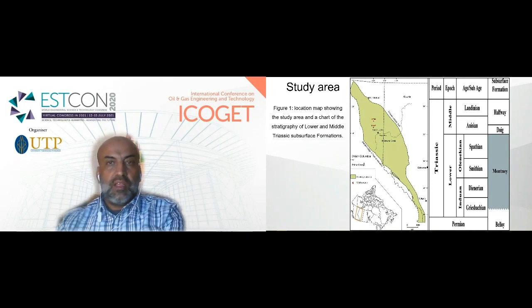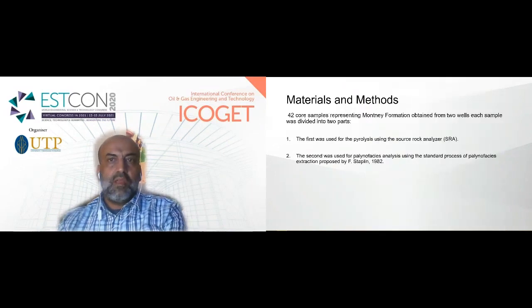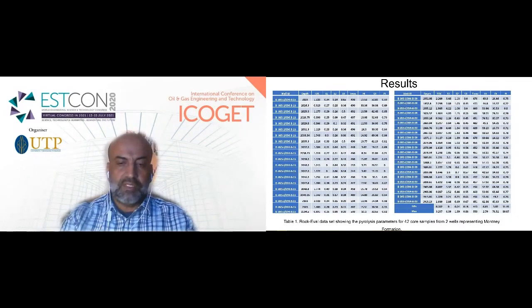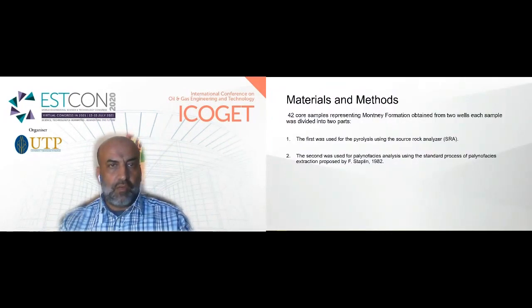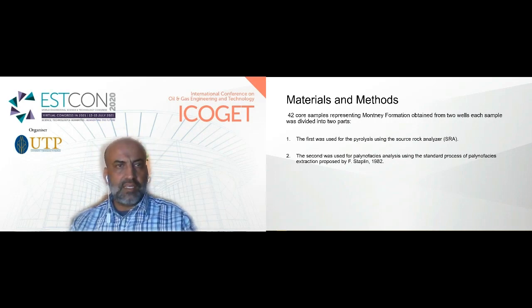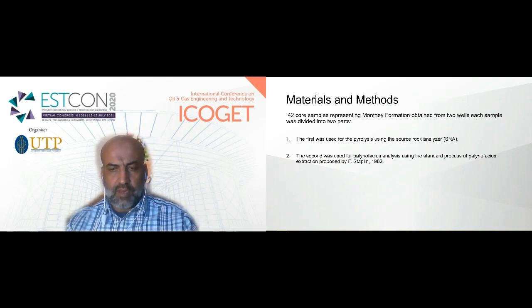Materials and methods: 42 core samples were obtained from the two wells. Each sample was crushed and divided into two parts. The first was used for the pyrolysis using the source rock analyzer, and the second part was used for palynofacies analysis using the standard process of palynofacies extraction proposed by Stablin 1982.